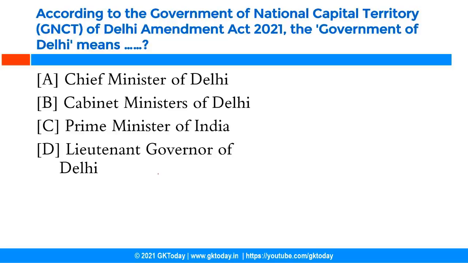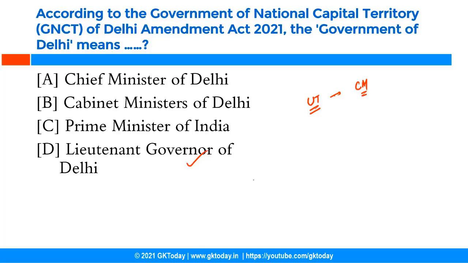Now, let's start. According to the Government of National Capital Territory of Delhi Amendment Act, the Government of Delhi means, so recently this act was in controversy, and as per this Amendment Act, Government of Delhi means Lieutenant Governor of Delhi, that is LG. The elected representatives of Delhi will have to seek the opinion of LG before taking any executive decision. Please note that Delhi is a union territory with legislature. So the legislatures are elected and government is formed and it is headed by Chief Minister. Now, in order to take executive decisions, they need the opinion of Lieutenant Governor.